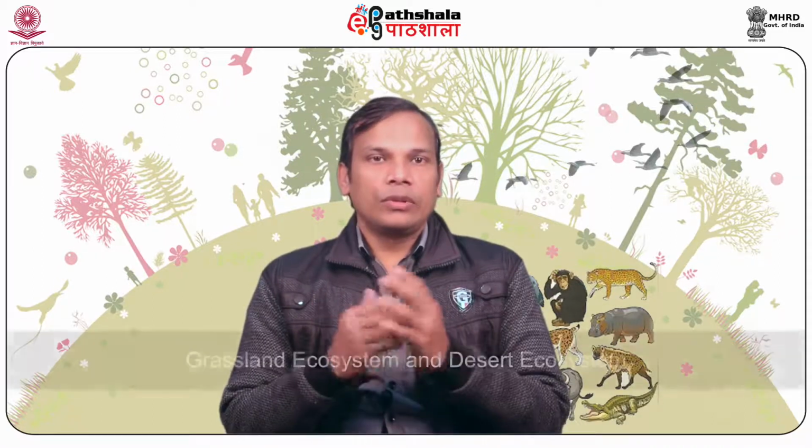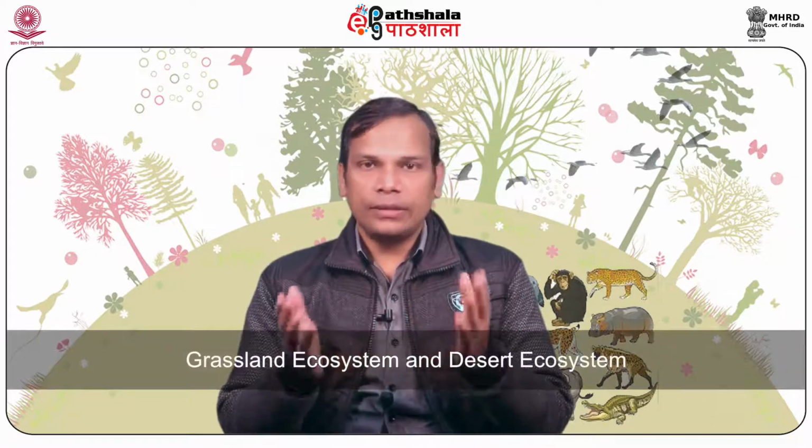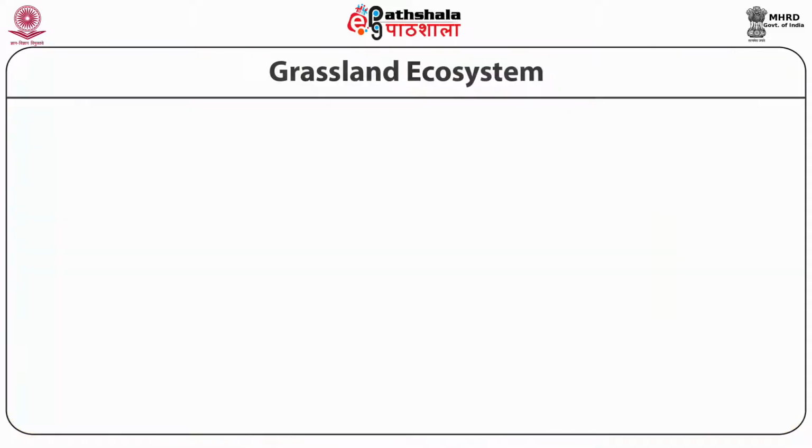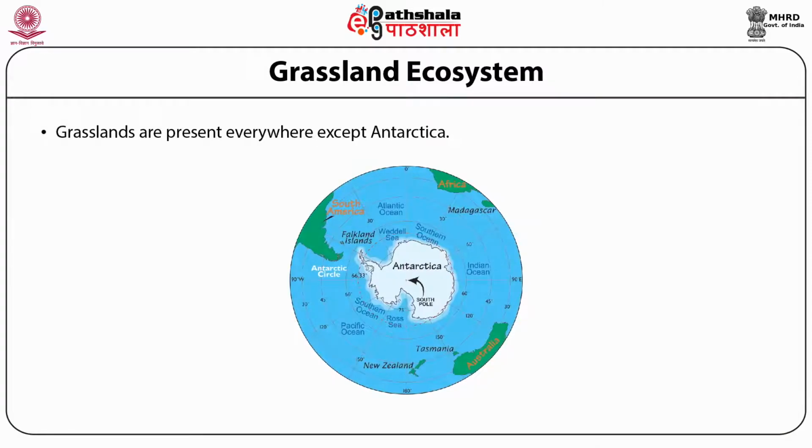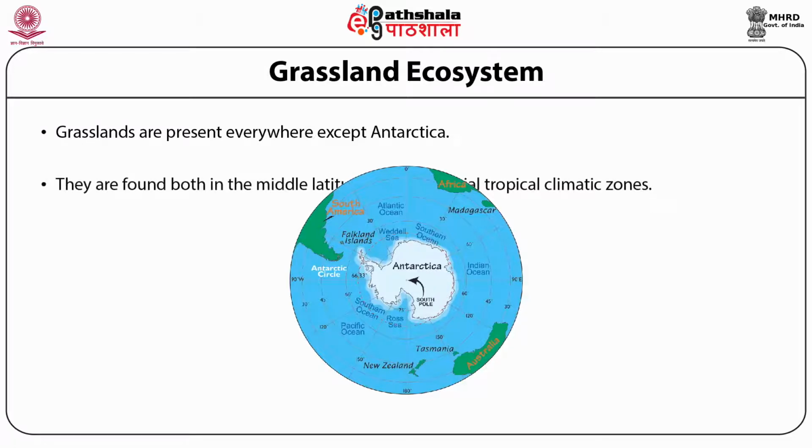In the previous module, we had discussed the forest ecosystem, and in this module, we will learn about different types of grassland ecosystems and the desert ecosystem. Grassland ecosystem. Grasslands are present everywhere except Antarctica. They are found both in the middle latitude and equatorial tropical climatic zones.